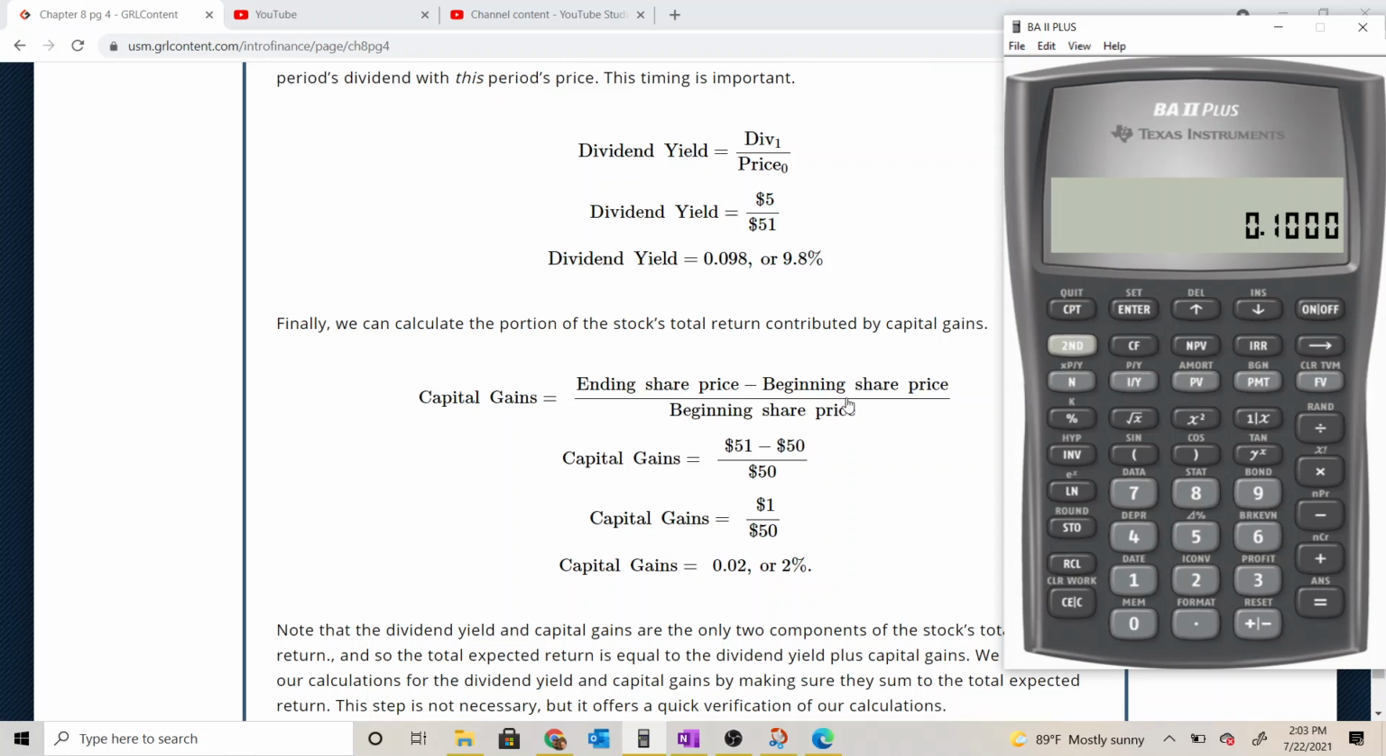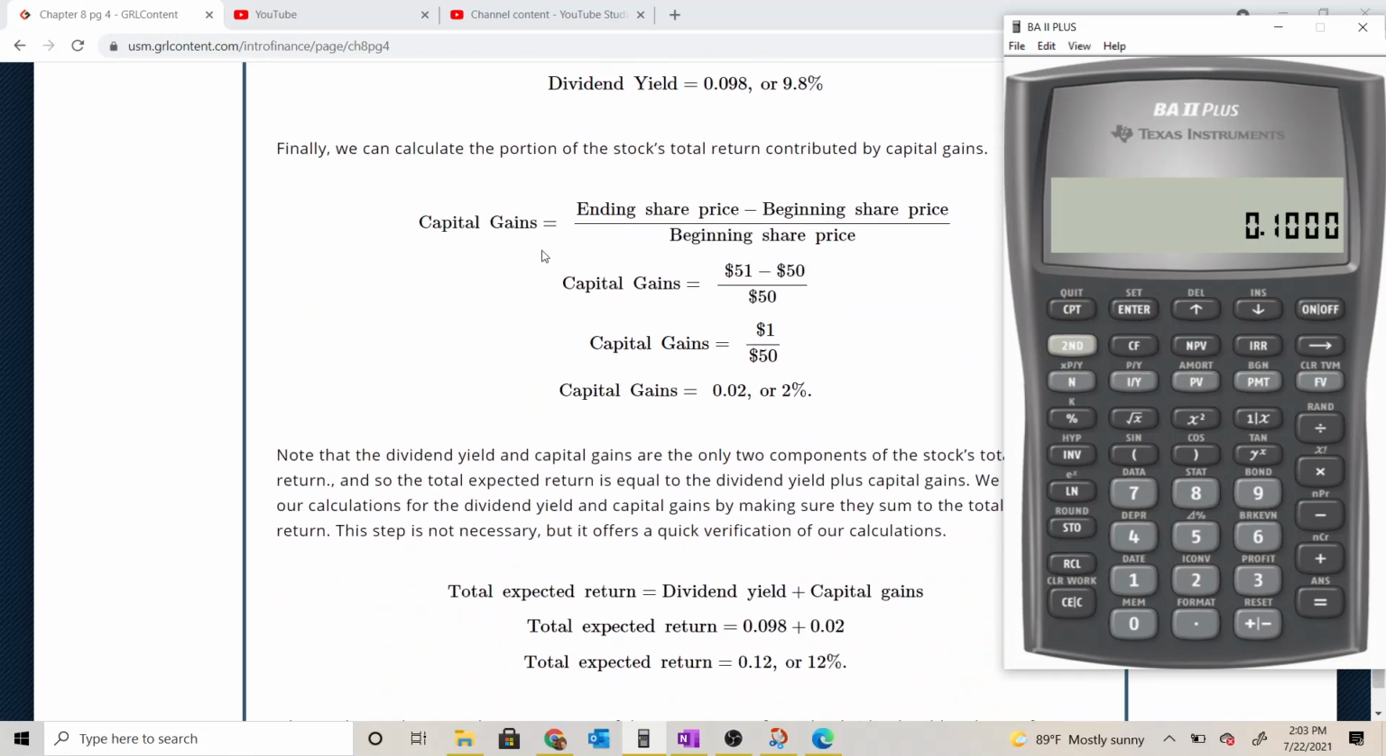All right, then we can calculate the capital gains. Here we take the ending share price minus the beginning share price and divide it by the beginning share price. Well, the end on our timeline is 51. We subtract 50 from that. So we had an increase in price of $1. We divide that by the base we started with of 50. So 1 divided by 50 turns out to be 2%, right? So our capital gains is 2%. So of that total return of 12%, only 2% is coming from capital gains, right?